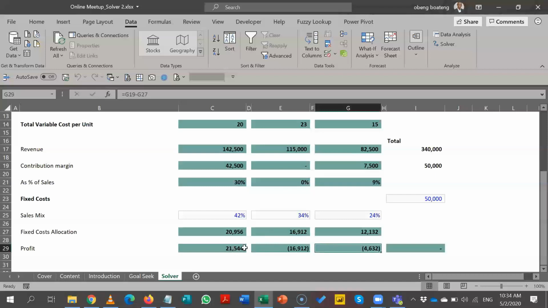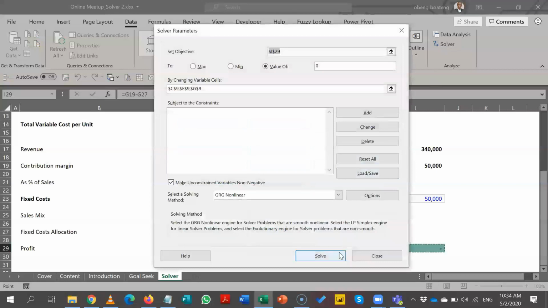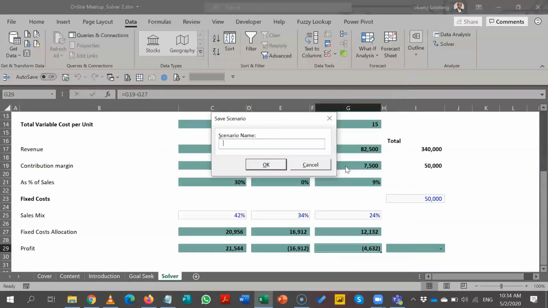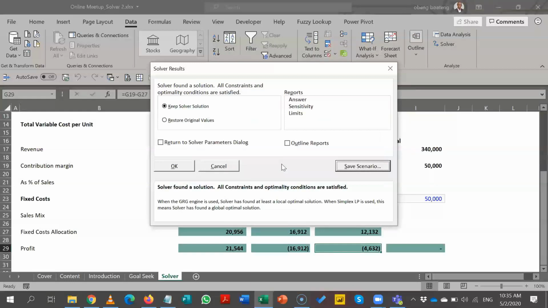The constraint is that these should not be negative. So I go to Solver. What I can do is save this current one as a scenario. So I can say, okay, for this particular one, save it as where the weight is not evenly spread. Okay, so that is a scenario.